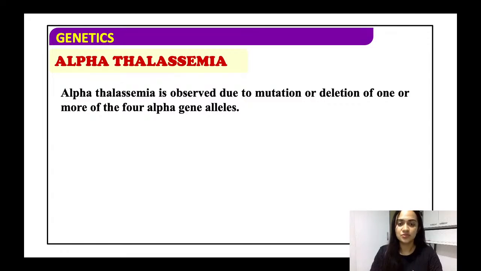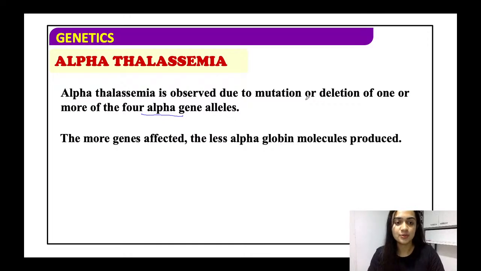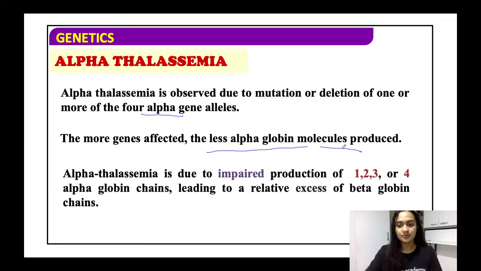Alpha thalassemia is observed due to mutation or deletion of one or more of the 4 alpha genes. ठीक है, एक या फिर किसी भी एक से ज्यादा जब हो alpha genes में mutation, तब ये देखा जाता है. The more the genes affected, the less the alpha globin molecules produced. All right. Alpha thalassemia is due to the impaired production of 1, 2, 3 or 4 alpha globin chains, leading to a relative excess of beta globin chains.